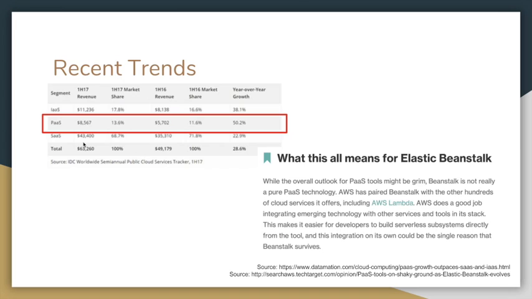Amidst all the negativity, AWS Beanstalk has been able to adapt and evolve with the trends in technology. According to TechTarget, while the overall outlook for PaaS tools might be grim, Beanstalk is not really pure PaaS technology. AWS has paired Beanstalk with the hundreds of other cloud services it offers, including AWS Lambda. AWS does a good job of integrating emerging technologies with other services and tools in its stack. This makes it easier for developers to build serverless subsystems directly from the tool. This integration on its own could be the single reason that Beanstalk survives.